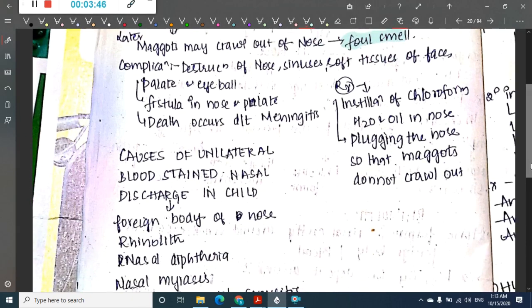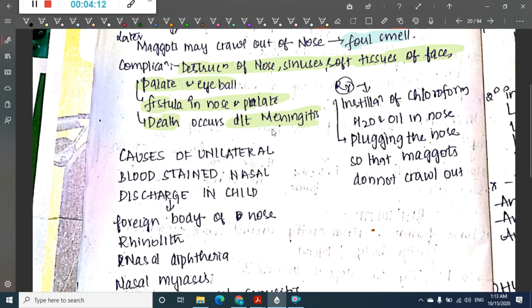What are the complications? Complications are important. It can cause destruction of the nose, sinuses and soft tissues of the face. It can also cause destruction of the palate and eyeball. It can cause fistula in the nose and palate. It can also lead to death due to meningitis. It can go to the brain, infecting the meninges, leading to death.